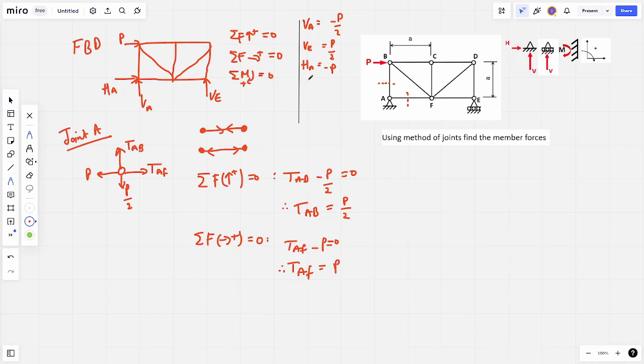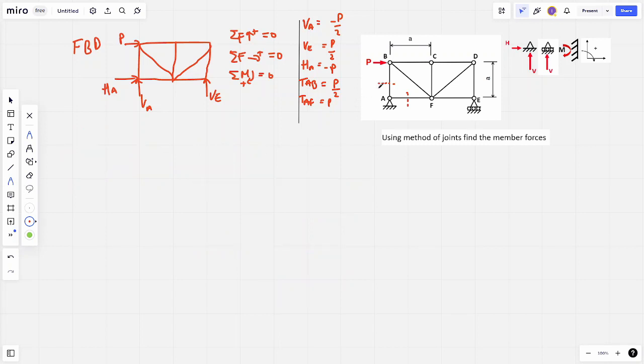I'm just going to add it to this table here. So we've got TAB is equal to P over 2, and TAF as positive P. So I'm just going to take a moment to clean the screen. Now we can move on to the next member. In this case, I'm going to move on to joint B. We could move on to either B or F.